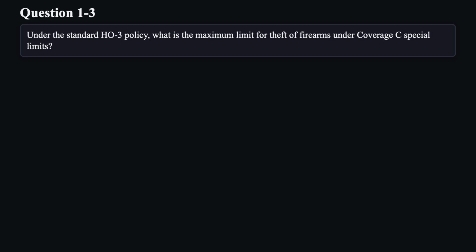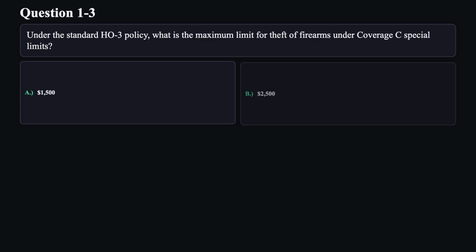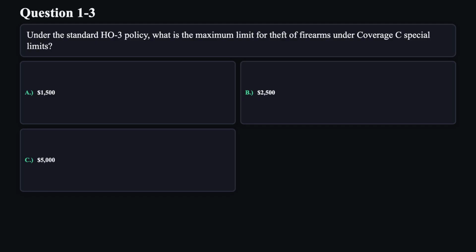Question 3. Under the standard H03 policy, what is the maximum limit for theft of firearms under coverage C special limits? A. $1,500. B. $2,500. C. $5,000. D. $10,000.